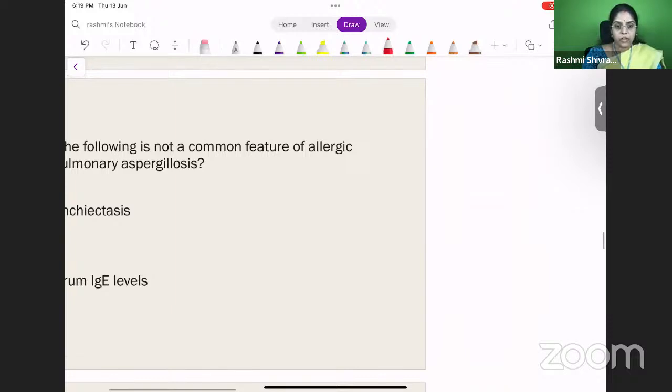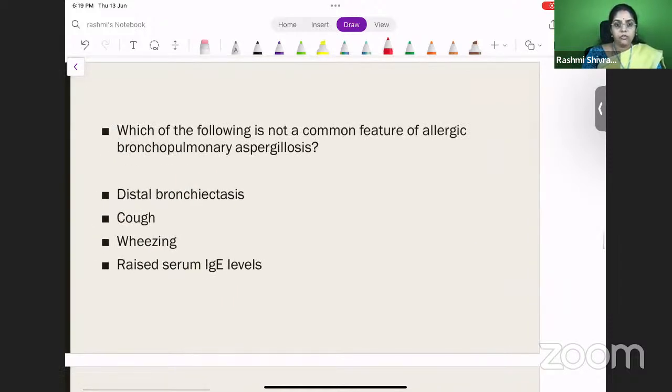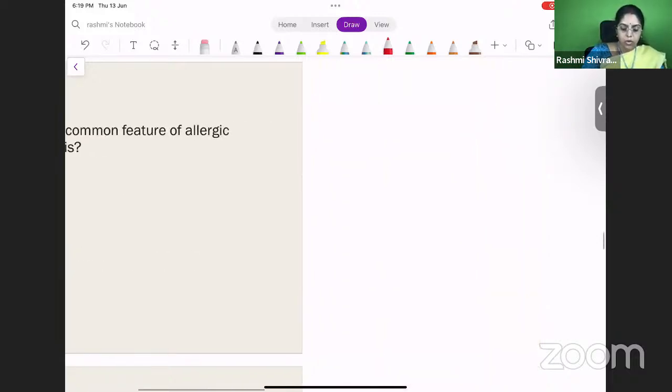I would like one of you to try the answer. Which of the following is not a common feature of allergic bronchopulmonary aspergillosis? Is it distal bronchiectasis, cough, wheezing, or raised serum IgE levels? Okay, so let's see what ABPA is.